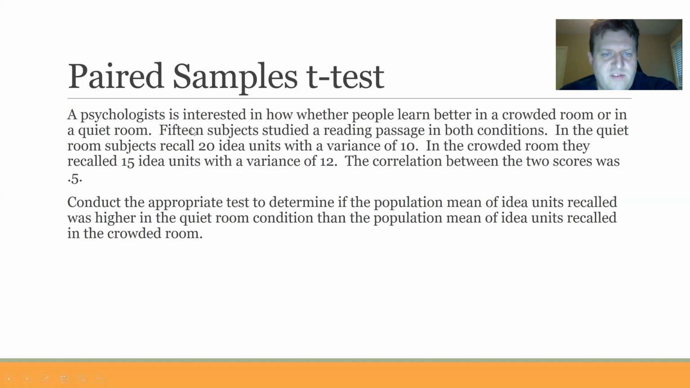A psychologist is interested in how people learn better in a crowded room or in a quiet room. 15 subjects studied a reading passage in both conditions. In the quiet room, subjects recalled 20 idea units with a variance of 10. In the crowded room, they recalled 15 idea units with a variance of 12. The correlation between the two scores was 0.5. So conduct the appropriate test to determine if the population mean of idea units recalled was higher.